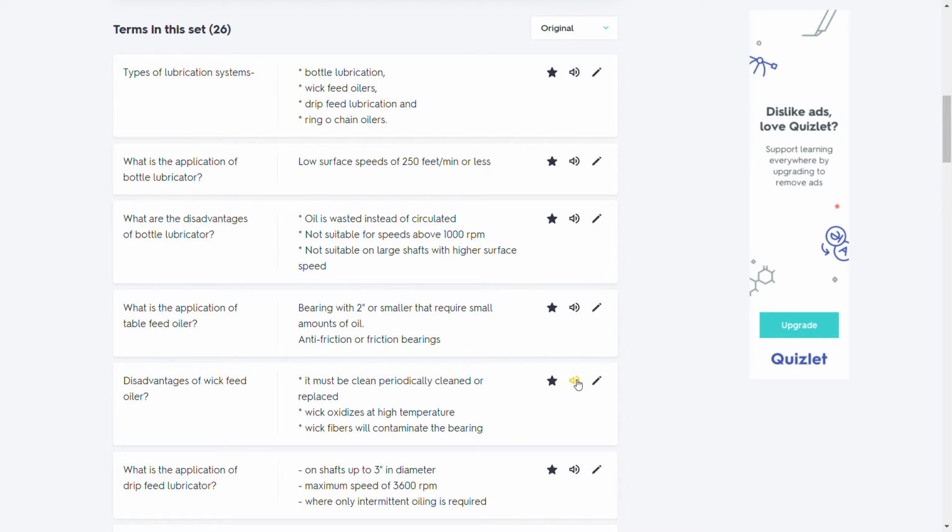Disadvantages of a wick feed oiler? It must be cleaned periodically. A cleaned or replaced wick oxidizes at high temperature. Wick fibers will contaminate the bearing.